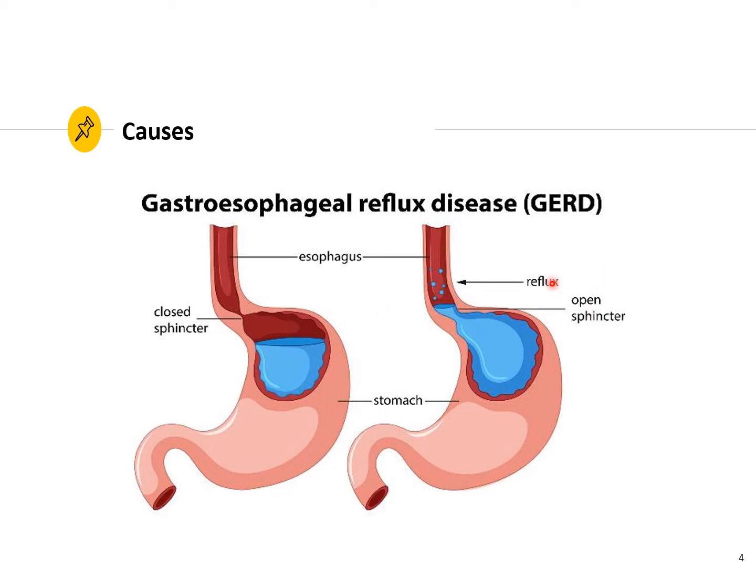So acid reflux happens when the lower esophageal sphincter doesn't work properly. It allows the digestive juices and other contents from the stomach to rise up into the esophagus.